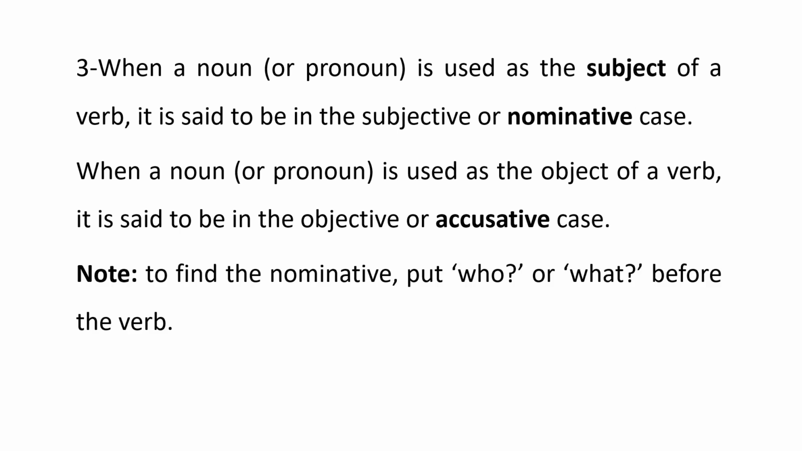Note, to find the nominative, put who or what before the verb. For example, the horse kicked the boy. You can ask, who kicked the boy? The horse. So that is the subject. Whom did it kick? The boy. It is the object of the verb.